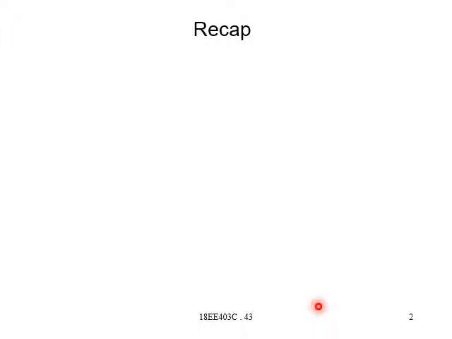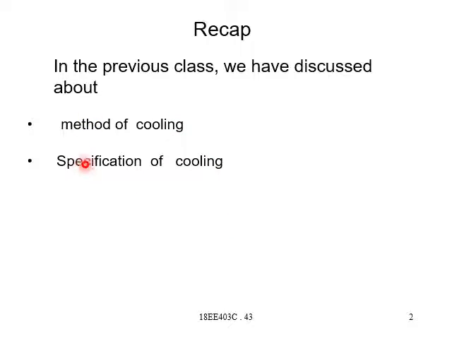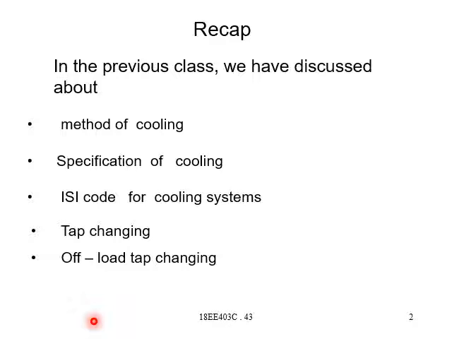Let us see a small recap of the previous class. In the previous class, we discussed methods of cooling, specifications of cooling, ISI codes for cooling systems, tap changing, offload tap changing, and onload tap changing. I hope you have all gone through the slides I shared on YouTube. If not, you can watch the video again.